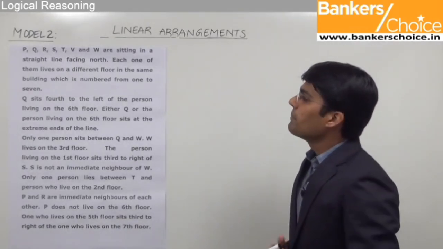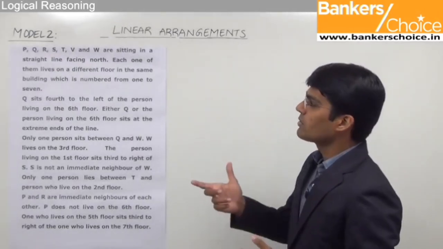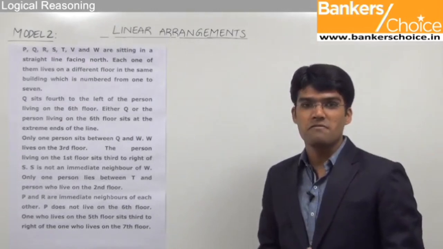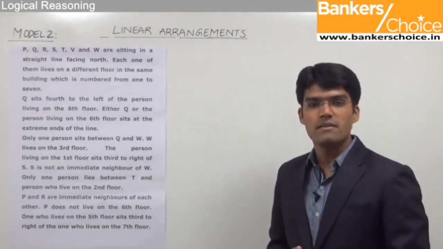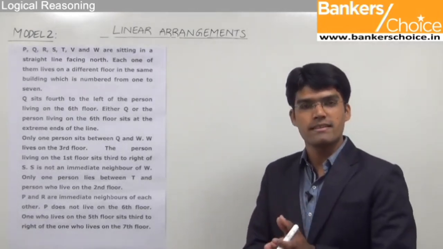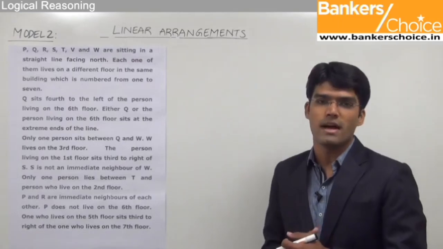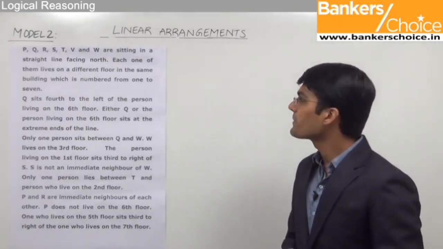The question here is P, Q, R, S, T, V and W, that is there are a total of 7 persons, as we can see, sitting in a straight line facing north. So there are 7 persons P, Q, R, S, T, V, W who are sitting in a straight line facing north. As we have already discussed, when the persons are facing north, the left of the person should be towards our left and the right of the person should be towards our right on the paper.